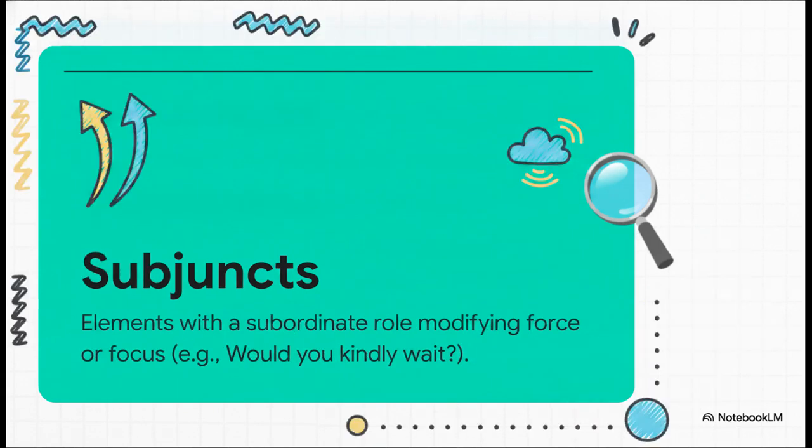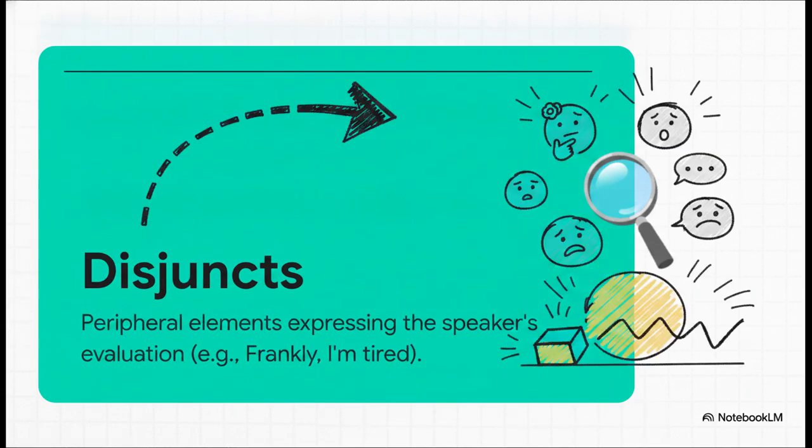Then we have subjuncts. Now, like adjuncts, these are also integrated into the sentence, but they play a much more subordinate role. Instead of giving us core circumstantial facts, they usually modify the force or the specific focus of an element. So in the sentence, "Would you kindly wait?" the word kindly is acting as a subjunct. It's softly, subtly modifying the force of that request. Okay, now we're moving out to the less integrated, more peripheral elements, starting with disjuncts.